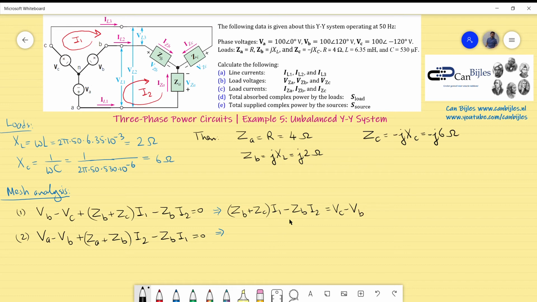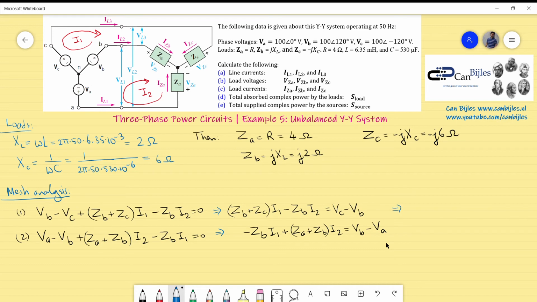And for the other one, I will again go in the sequence I1 and I2, so I first write this one. It will be handy in the further calculation. So I will have minus ZB times I1 plus ZA plus ZB, all of them times I2, which will be VB minus VA.